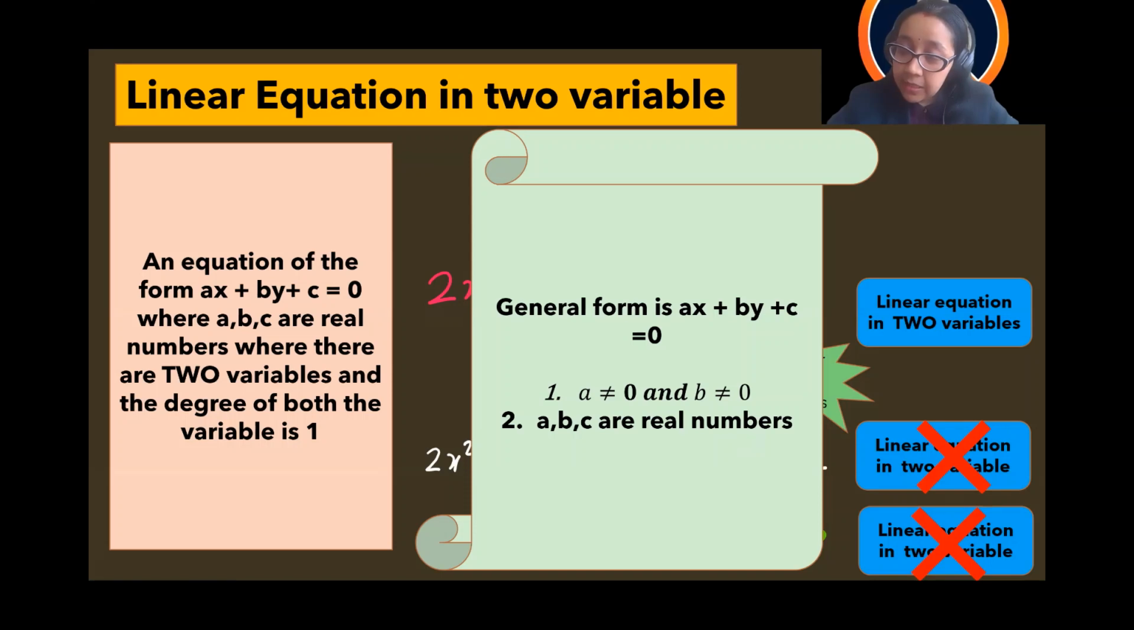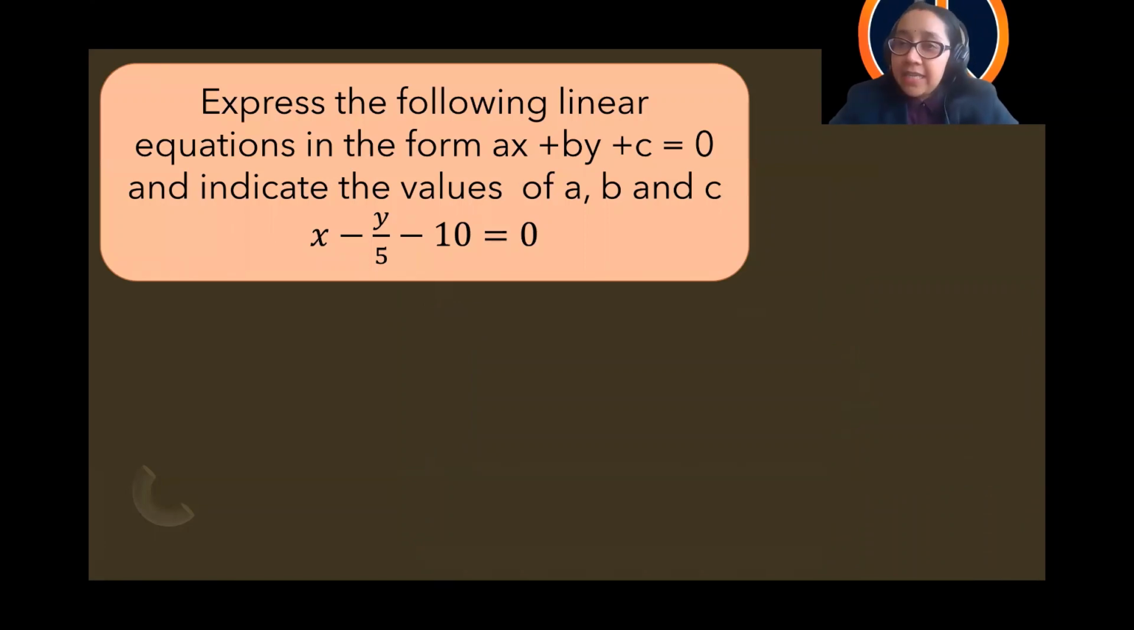So it's a general form, and a and b will never be 0 at a single time. So a can be 0 when b can take some positive or negative value. B can be 0 when a can have a positive or negative value. But at a time, both will never be equal to 0. Then it will not be a linear equation in two variables. Also, the second condition is a, b, c are real numbers. Okay, done. Let's see with an example.